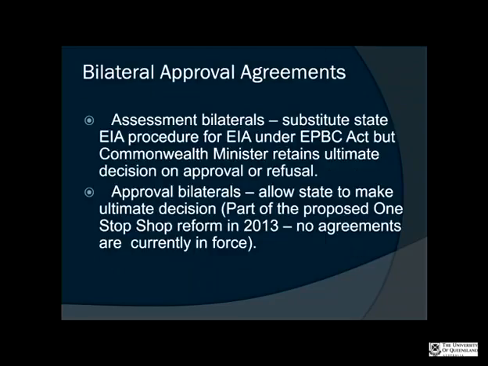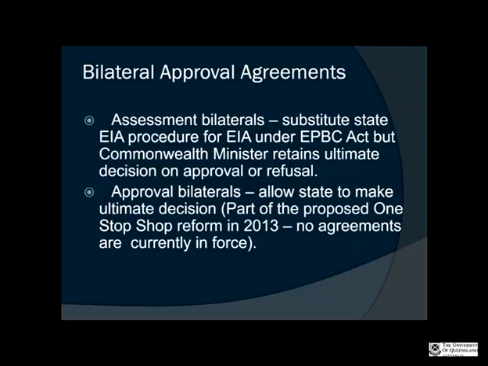So assessment bilaterals. The bilateral approval agreements, there's two. So there's assessment bilaterals and there's approval bilaterals. The assessment bilaterals allow the state's environmental impact assessment procedure to apply, but the Commonwealth Minister retains ultimate decisions on approval or refusal. And then the approval bilaterals allow the state to make the ultimate decision. This is part of their proposals, which was the one-stop shop reforms, which got absolutely panned. So there's no agreements currently in force for approval bilaterals.